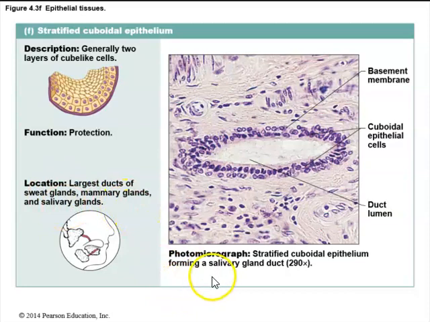Here is actually a picture of a salivary gland duct. We have about 2 layers of cuboidal epithelial cells.